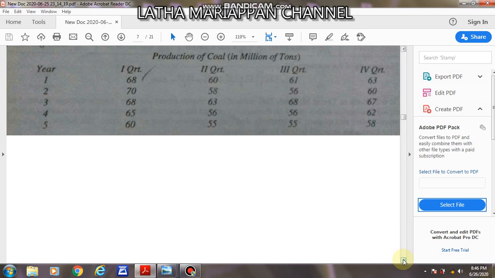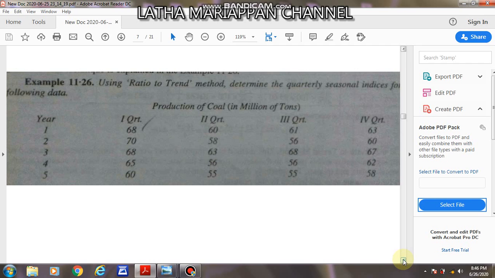Now we'll move on to the second method. They gave the ratio to trend method. So using the ratio to trend method, determine the quarterly seasonal index. Here they gave the production of coal in millions of tons. Each data value is in terms of millions. Here they gave 5 years of data, with first quarter, second quarter, third quarter, and fourth quarter. We are going to convert using the ratio to trend method. Now we'll see the solution. This is the question.